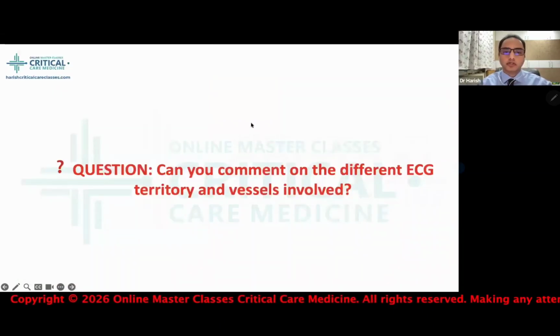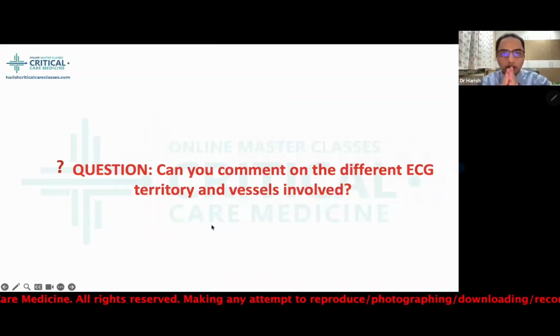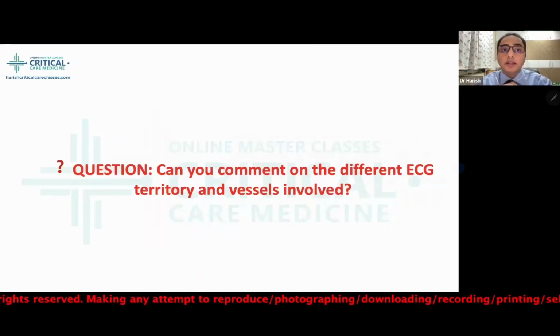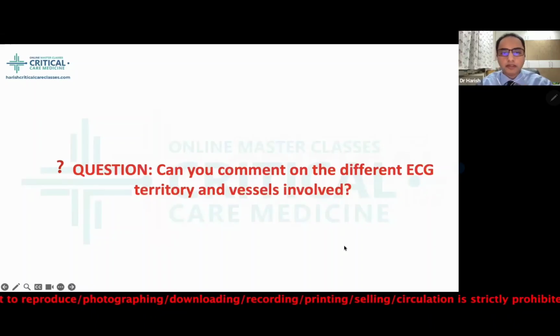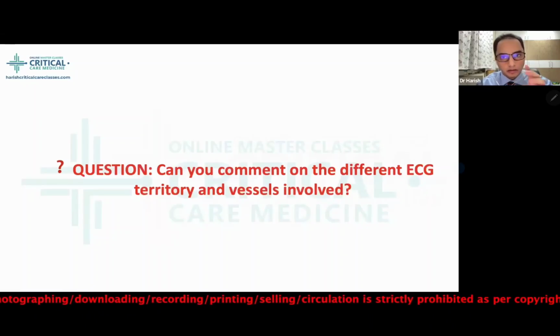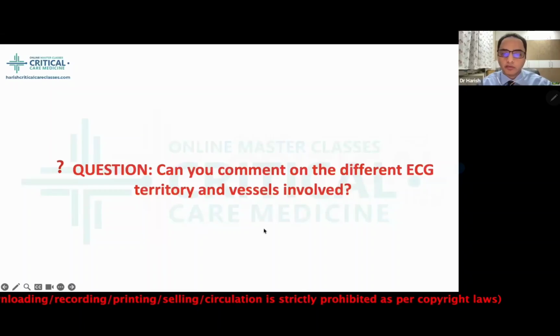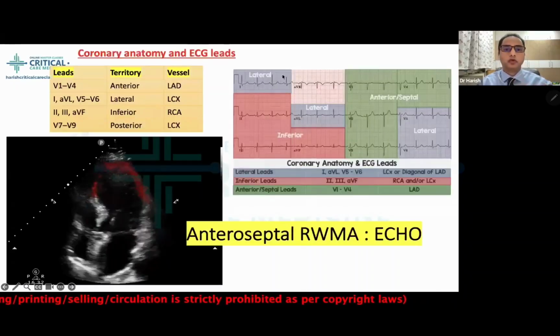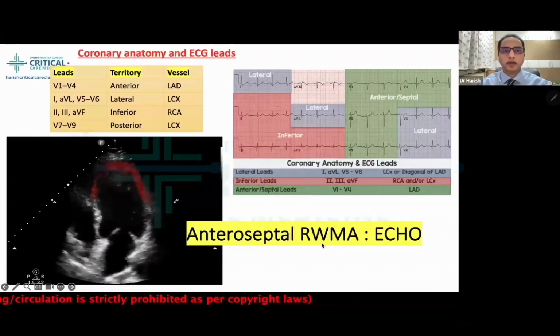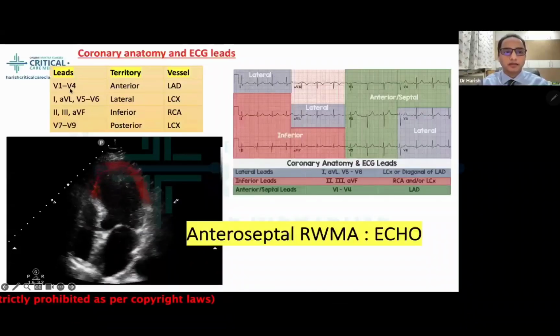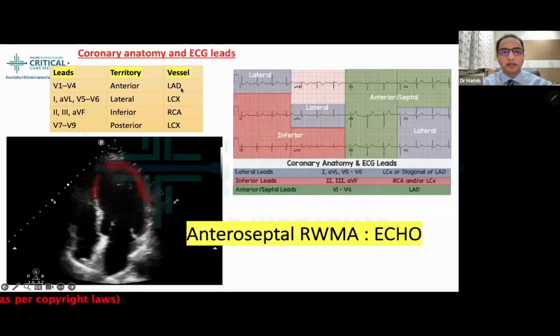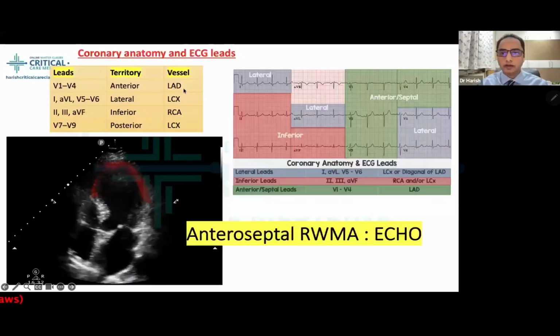Next question is, can you comment on different ECG territory and vessel involved? Now we learned the different ECG patterns and classification of MI. So in terms of ECG involvement, what is the correlation with the underlying vessel involved? If there is involvement of the anterior leads, that is V1 to V4, the left anterior descending LAD territory is the problem.